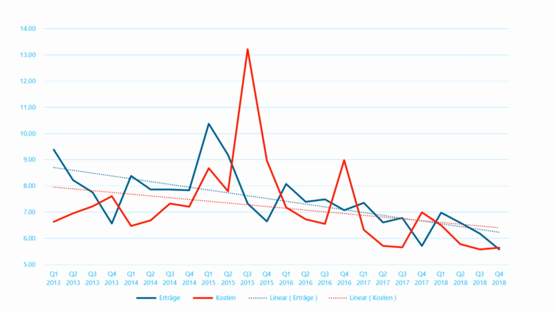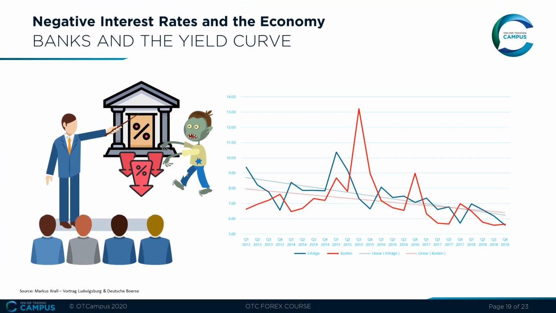In the first quarter of 2013, this bank had $9.5 billion in revenues and $6.5 billion in costs. The result is a profit of $3 billion. In the fourth quarter of 2018, it had $5.5 billion in revenues, $5.6 billion in costs, and a loss of $100 million. For the year of 2019, Deutsche Bank had reported a loss of 5.7 billion euros.